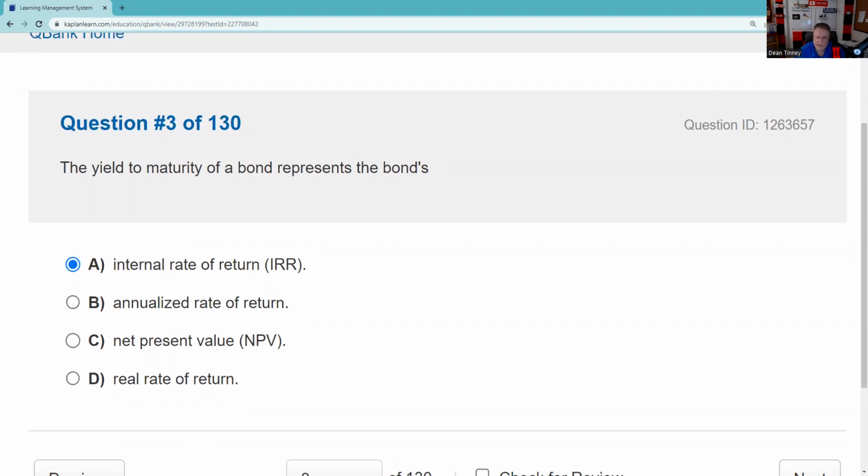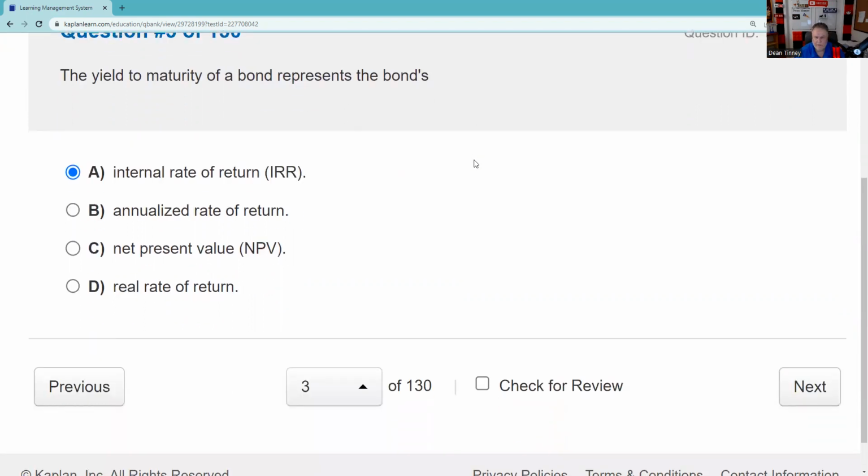Number 3 here is very much something you should be prepared to answer on the test. The yield to maturity of a bond represents, or most resembles, or you should say, the internal rate of return. A is the right answer there. That is very much a test question, right? It takes into consideration the future value and the net present value. So don't tell me it's the net present value. That's a number. It's the rate of return. It's the rate of return. All right, so let's see, number 4.